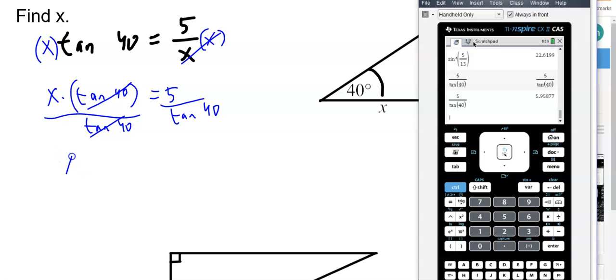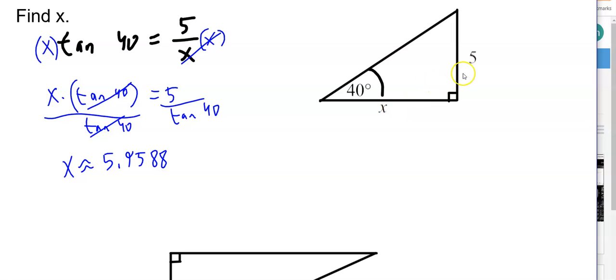So you get x is approximately equal to, let's see if this makes sense, 5.9588. I round it off to 4 decimal places. Does the answer make sense in the context? It looks a little longer than 5, so 5.95, okay, I think that's reasonable. I'm not sure if it's exactly a 40-degree angle, but that seems like a reasonable answer, so I'm pretty happy with that.